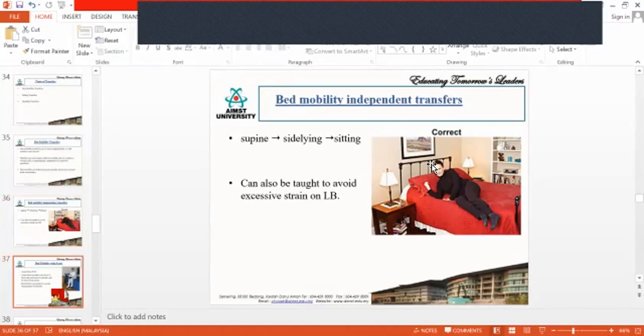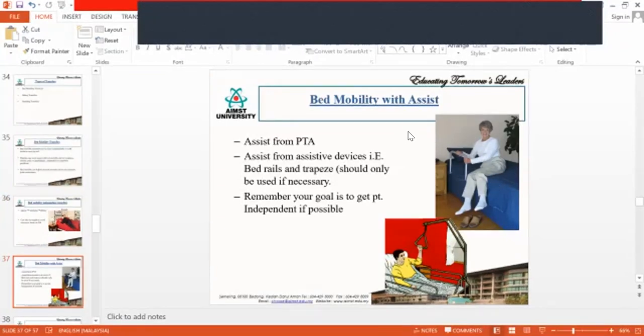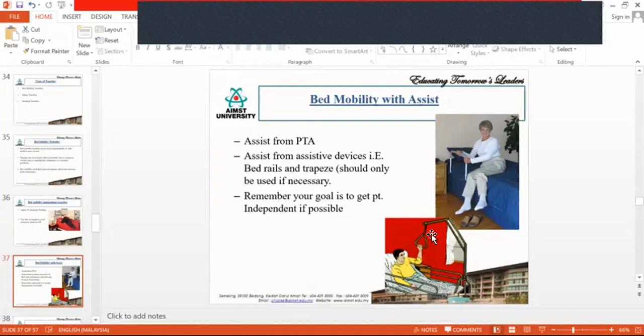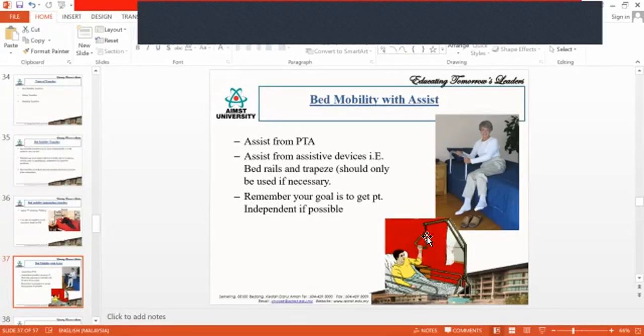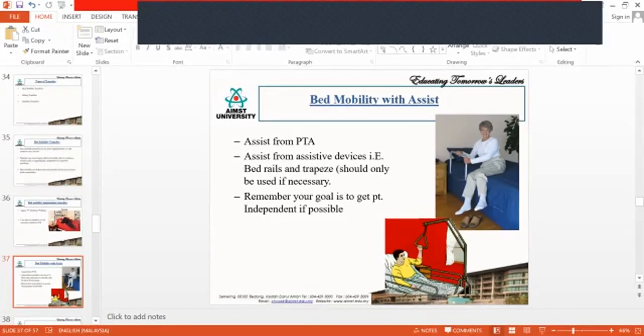Sometimes the patient may need some assistance. The assistance can be a physiotherapist, or it can be assistive devices. Assistive devices are like bedside railings, or this, which is called a trapeze. Sometimes when they have had a cardiac surgery, the patient cannot turn to one side. In that case, you can use this trapeze. So that is the precaution.